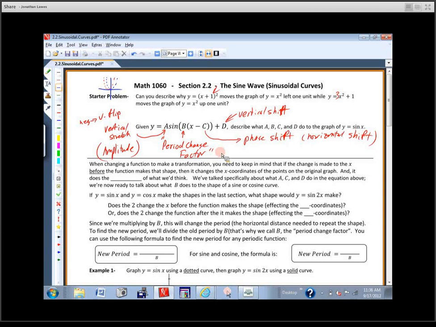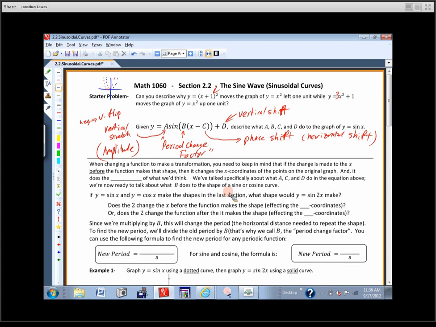They would probably call it a horizontal stretch or shrink, but because all of the trig functions that we deal with have periods, I find it a lot easier and a lot more meaningful to just call it a period change factor. It's the factor by which we're going to change the period. So let's come down here and let's take a look at this.